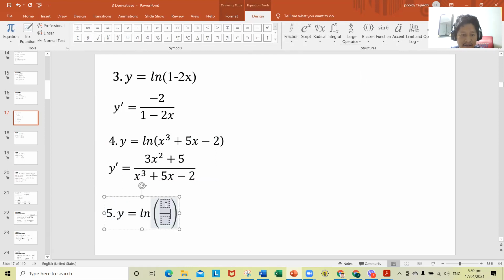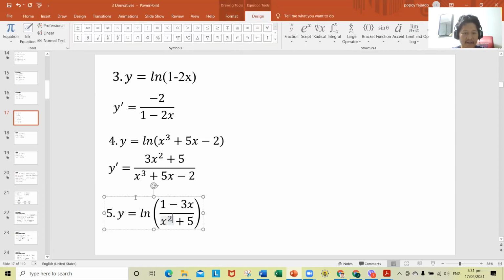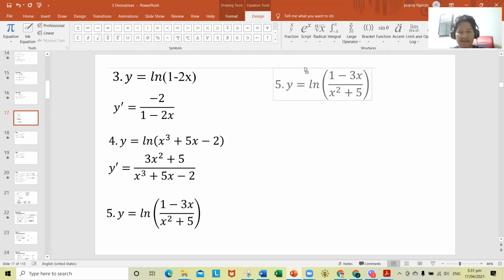Lagyan natin ng ganun. 1 minus 3x, and then let's call this x squared plus 5. Actually, there are two ways on how we can approach this, pero let me show you first how you do it using a longer method. Okay, long method tayo. So how do you get the derivative?